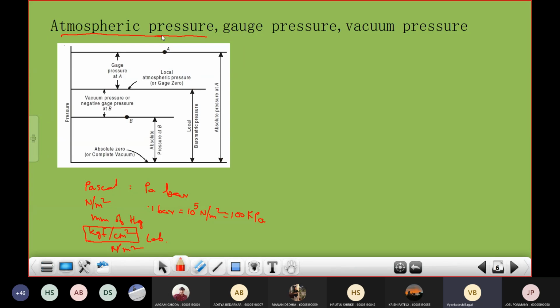What is the instrument used to measure the atmospheric pressure? You must have studied in physics. Instrument used to measure atmospheric pressure. Somebody told me that unit of pressure is mm of Hg, na? So it is? Barometer. You may be knowing the concept of barometer, right?